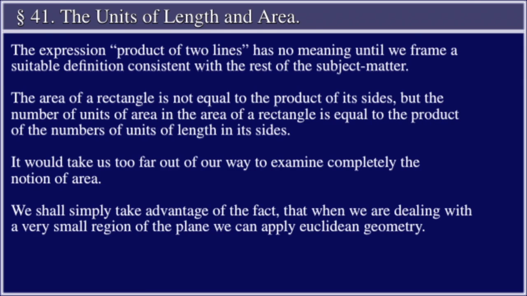The expression, the product of two lines, has no meaning until we frame a suitable definition consistent with the rest of the subject matter. The area of a rectangle is not equal to the product of its sides, but the number of units of area in the area of a rectangle is equal to the product of the numbers of units of length in its sides. It would take us too far out of our way to examine completely the notion of area. We shall simply take advantage of the fact that when we are dealing with a very small region of the plane, we can apply Euclidean geometry.